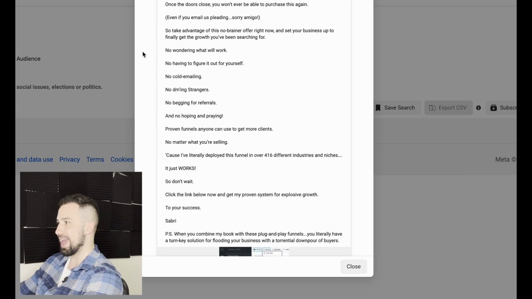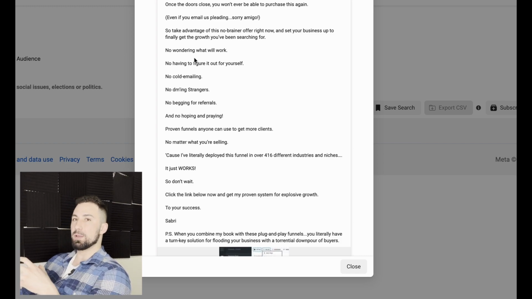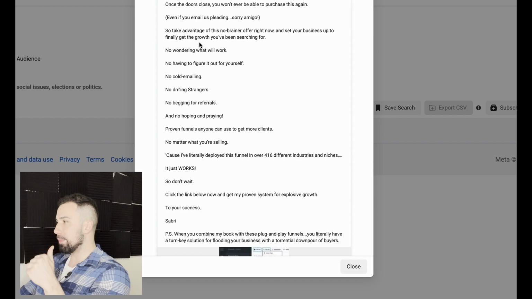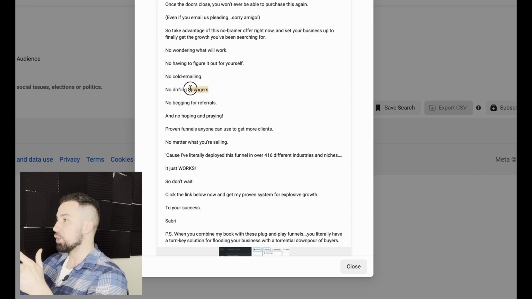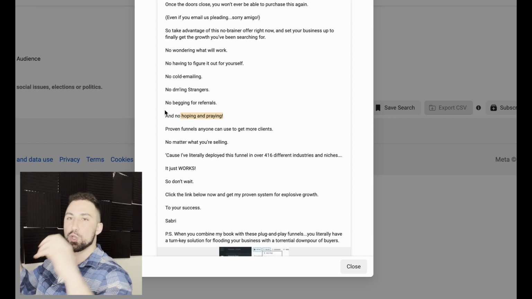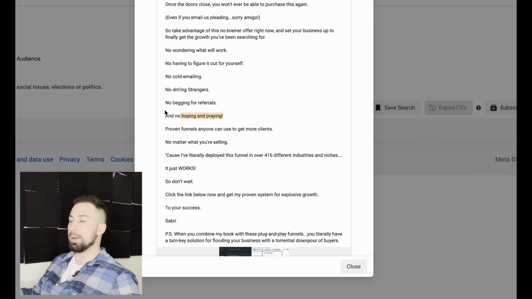So here we start to have the winners and losers. No wondering what will work. No having to figure it out yourself. So this part is actually winners and losers. He's implementing it at the end, which also works, right? So no wondering what will work. If you get that product, you will be a winner. Why? You don't have to worry about if it works. You don't have to worry about figuring it out yourself. You don't have to call, email people. You don't have to DM strangers. So these are all for losers, right? Begging for referrals. You don't have to be that type of loser, hoping and praying. So he's underlining that loser mentality when you don't buy his product or service.